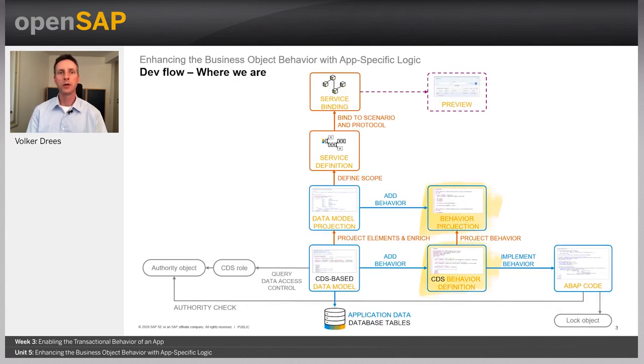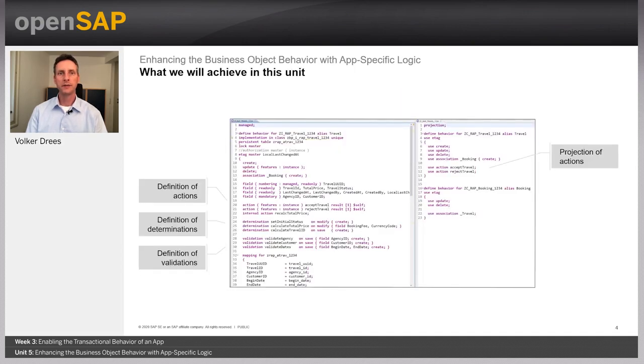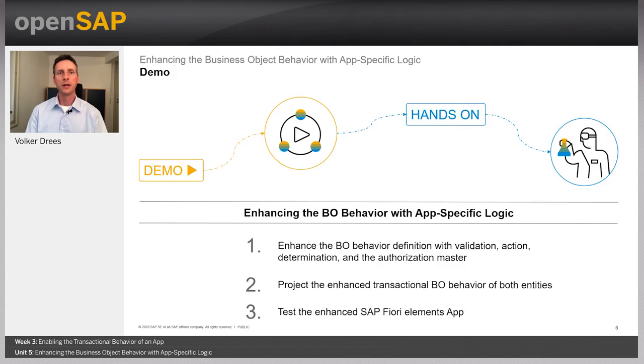The area we will work on in this unit is highlighted in the development flow, the behavior definition and the behavior projection. The resulting base behavior definition will contain static feature control, dynamic feature control, actions, determinations and validations. Now let's go into the system and enhance our behavior definitions.